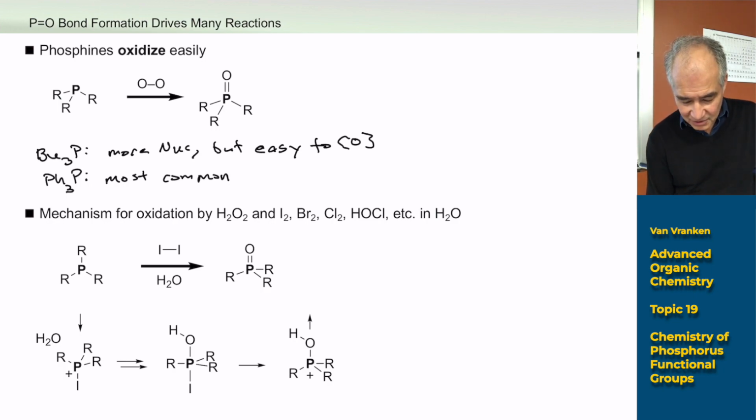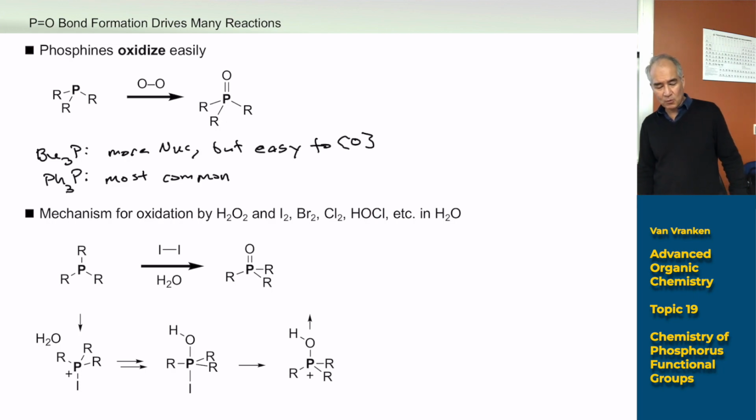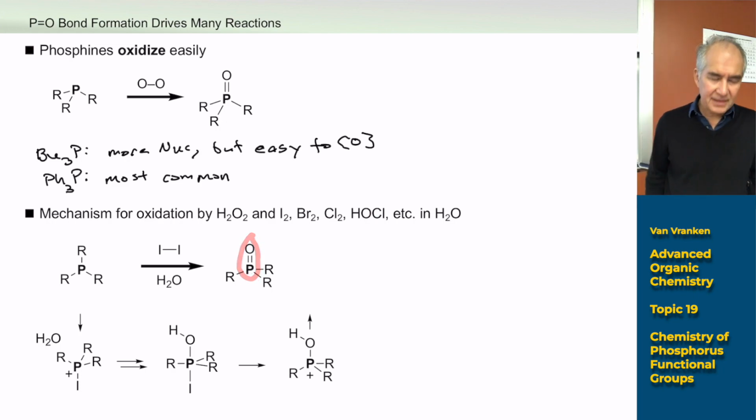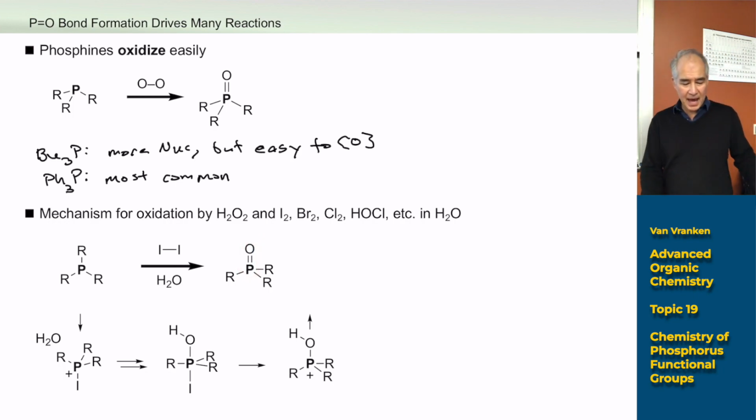You could use bleach, right? It's got that weak bond between 2 electronegative atoms. And as long as you're doing it in water, the end product is going to be an amazingly stable P double bond O. So it doesn't matter whether it's tributyl, triphenyl, trialkoxy, like a phosphite ester. It's easy to oxidize phosphorus to P double bond O to put an oxo group on there. Let's take a look at the mechanism.